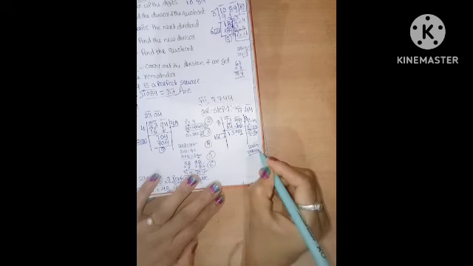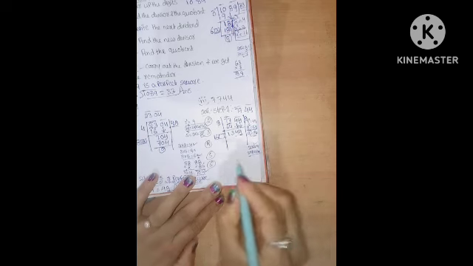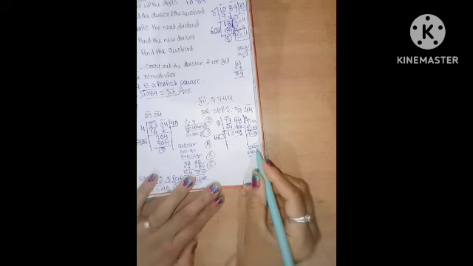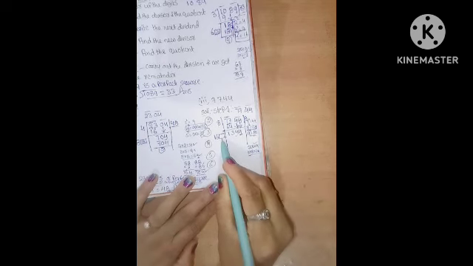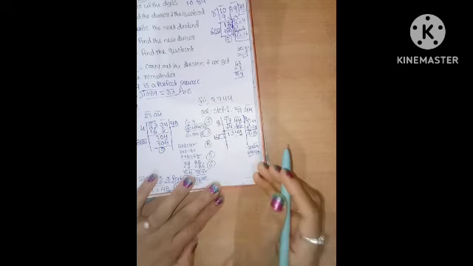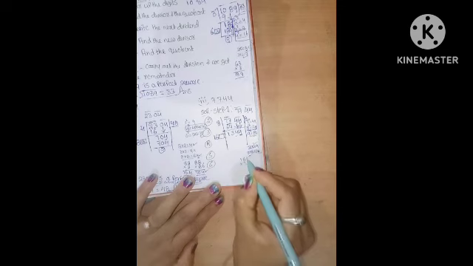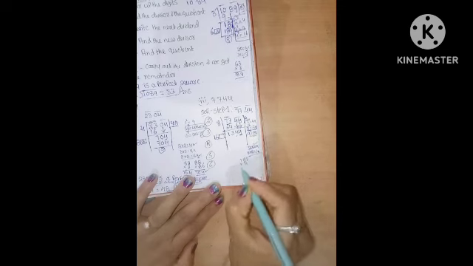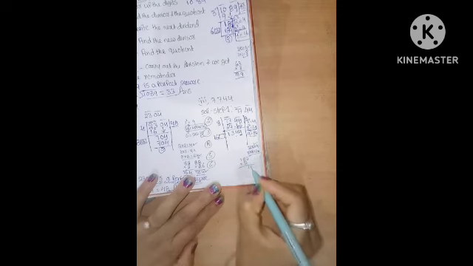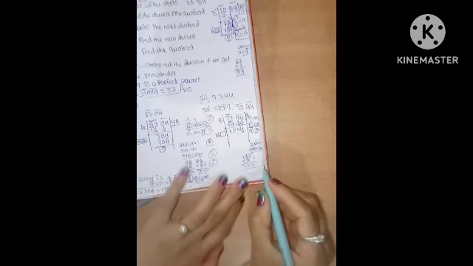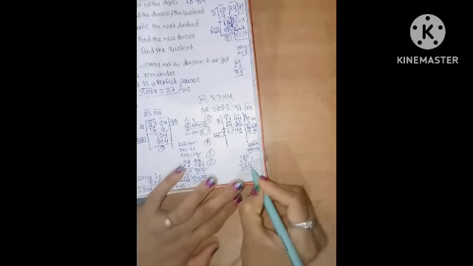Okay, so write them one by one in the empty box, and see how much value we will get. 162 into 2: 2 2s are 4, 2 6s are 12, 2 1s are 2 plus 1 is 3, so 324. This is the smaller number.